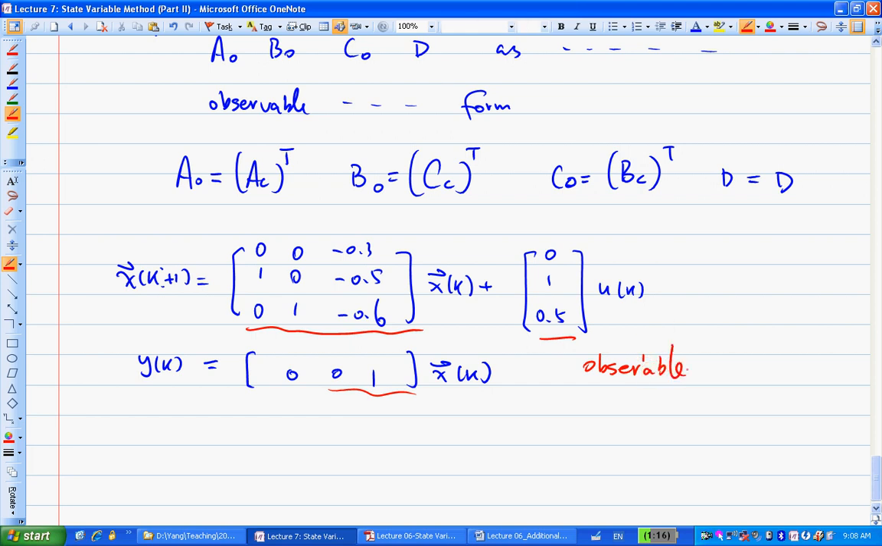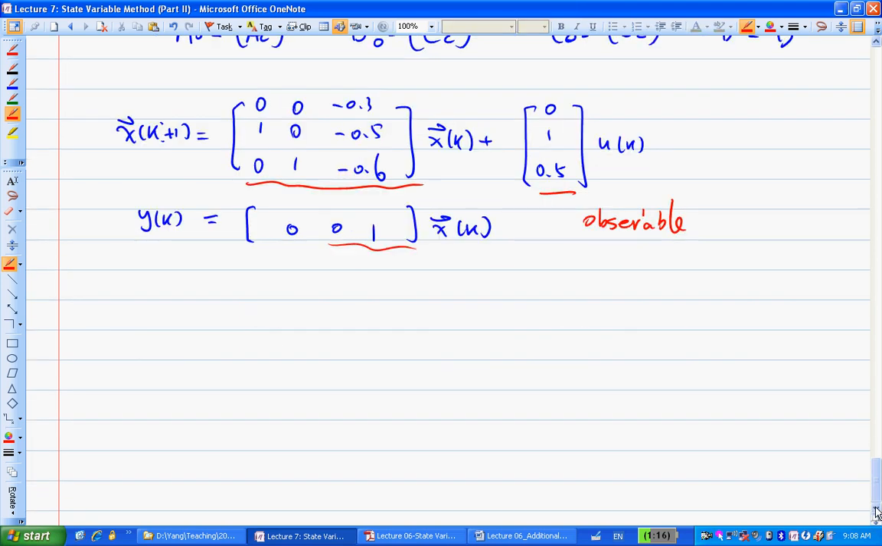Now, in terms of simulation diagram, I'll draw it out. You can also build a simulation diagram based on this. You can simply look at this one here. So y of k equal to 0, 0, 1 x of k. So basically this is x3 of k, just x3 of k. Is that good? Then if I build up a simulation diagram, this is going to happen here.